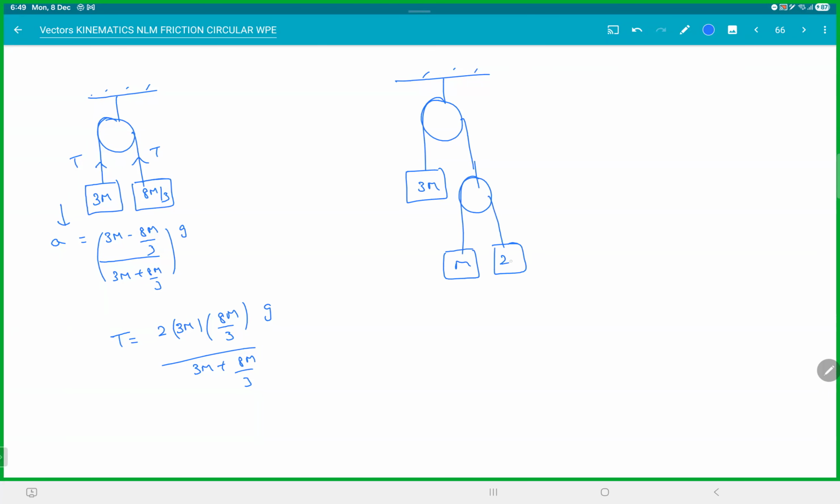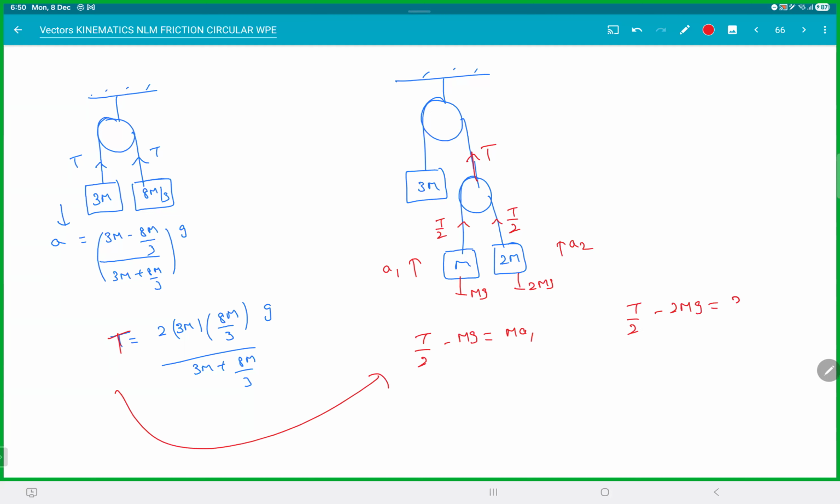So indirectly, what did you find was this tension. You found this tension. So this tension will be T by 2, this tension will be T by 2. There, now you know the tensions. Let this be A2 and let this be A1. So T by 2 minus mg is ma1. Take the T by 2 value and substitute here. T by 2 minus 2mg is equal to 2ma2. That's how you get A1 and A2. Clear with that? If they ask you to find the acceleration of 3m, the question gets over here only. But if they go deeper and ask you to find the acceleration of that m block, then you have to find the tension, then go back to the original shape and finish it off.